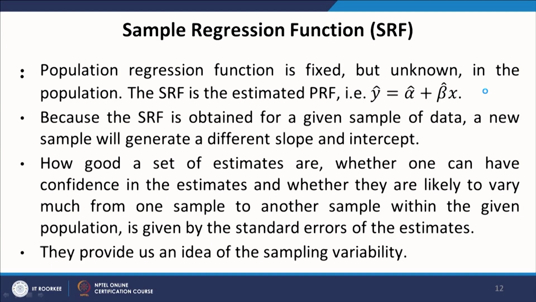How good a set of estimates are, whether one can have confidence in the estimates, and whether they are likely to vary much from one sample to another within the given population, is given by the standard errors of the estimates. So, as samples change, my alpha hat and beta hat values change. If I draw 100 samples, I will be getting 100 estimates of alpha hat and beta hat, and these 100 estimates are never going to be the same because my sample has changed. Whatever the variations among them, that is measured by the sample variance of the estimates, or their standard errors.